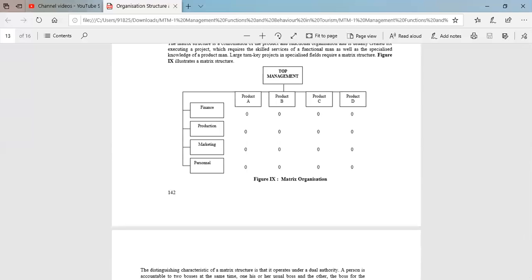So it makes the company more profitable. Say a product has a manager. He has to report to finance, to production, to marketing, to personnel. Each of the product managers A, B, C, D has to report to 4 managers: finance, production, marketing, personnel. So that's how each product gets better marketing, better personnel, better finance and better production.